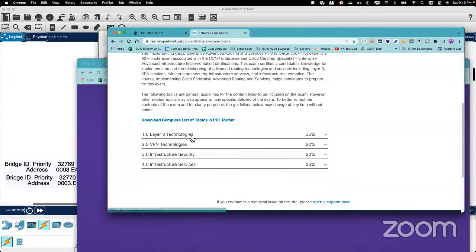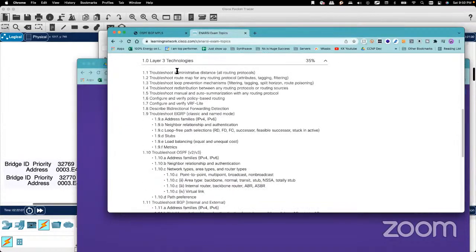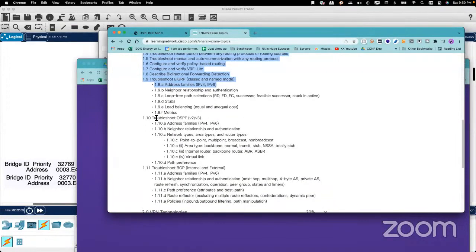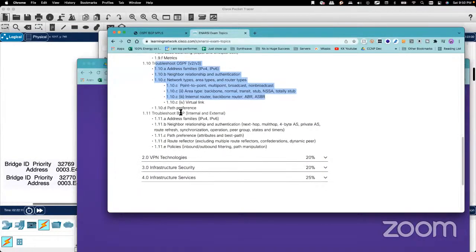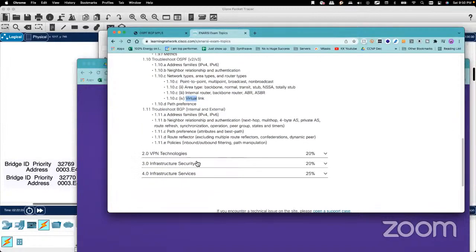Okay, so now if you see the layer 3 technologies in an RC, like OSPF here, you can see OSPF. And this is BGP. This is according to an RC. But if you see here, there are area types, router types, backbone, NSSA, all these topics. But there are a few other topics which I have added here. So this is how it looks.